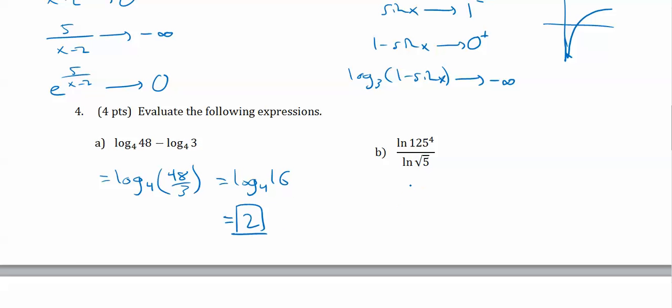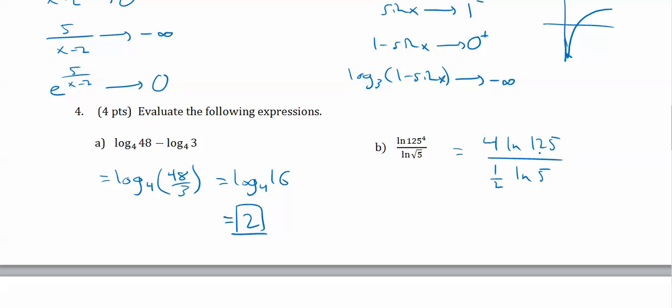And for B, there are a whole bunch of different ways to do this one, but one way would be to bring the 4 out in front of this natural log. Okay, so things are shrinking again. 4 times natural log of 125. And then here, the square root of 5 is 5 to the 1/2, so you could bring that 1/2 out in front as well.